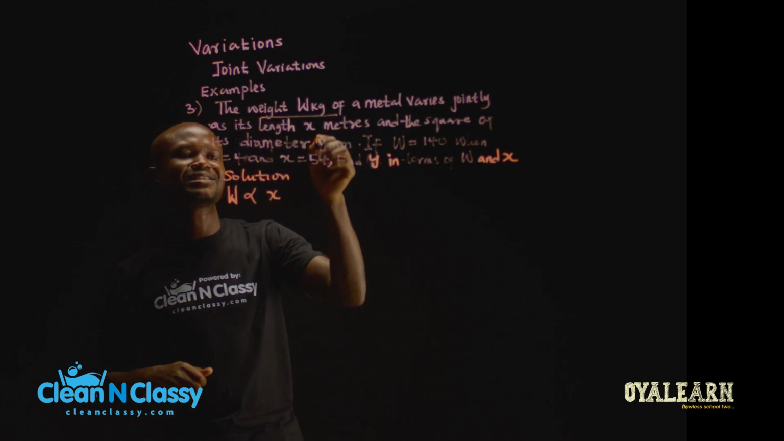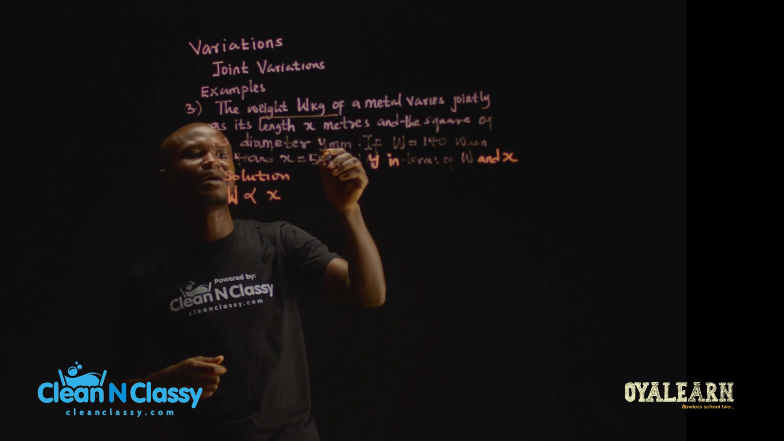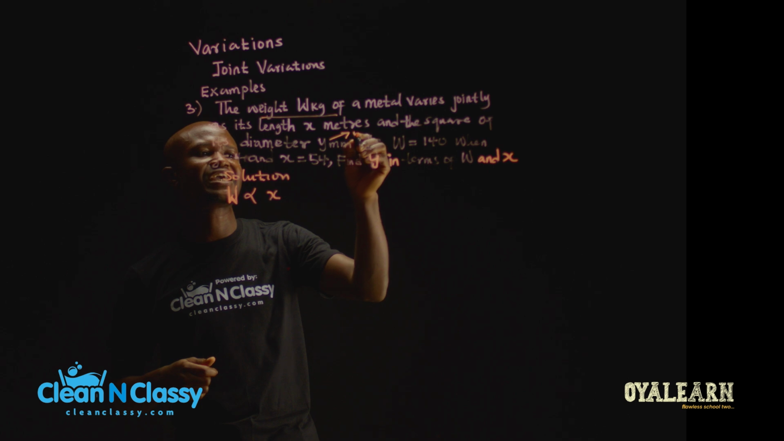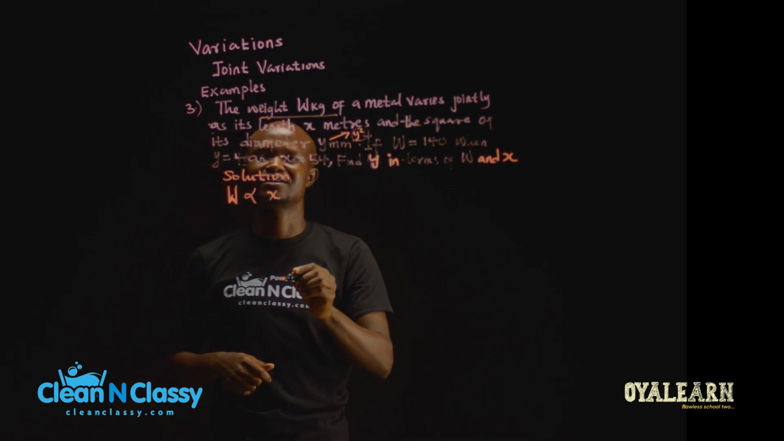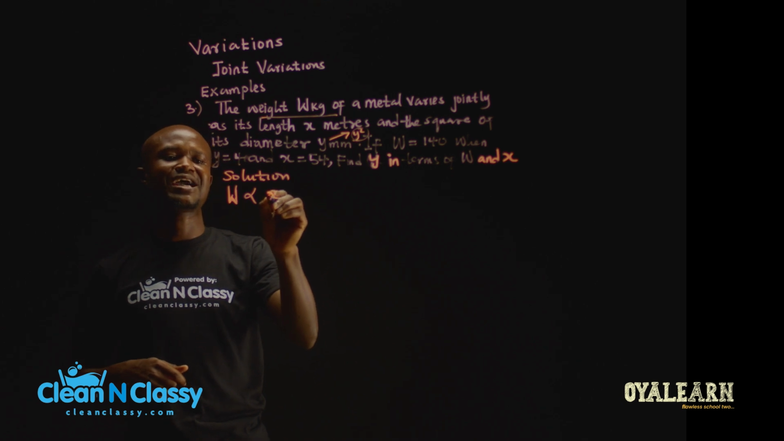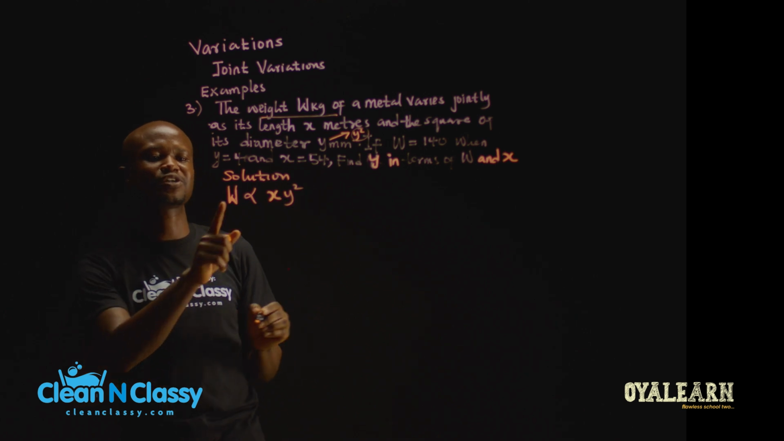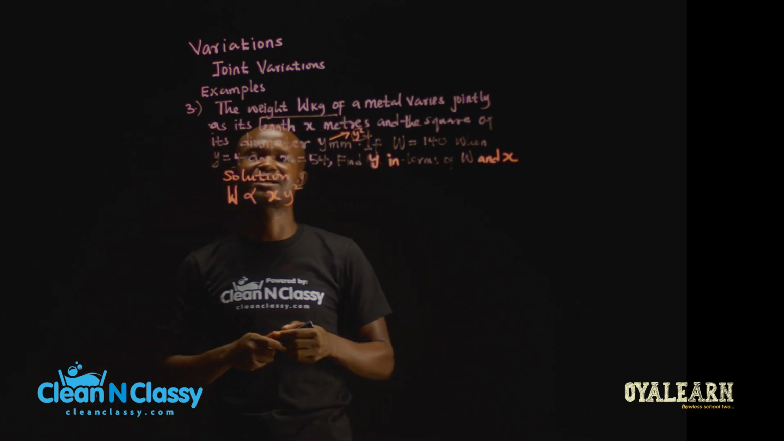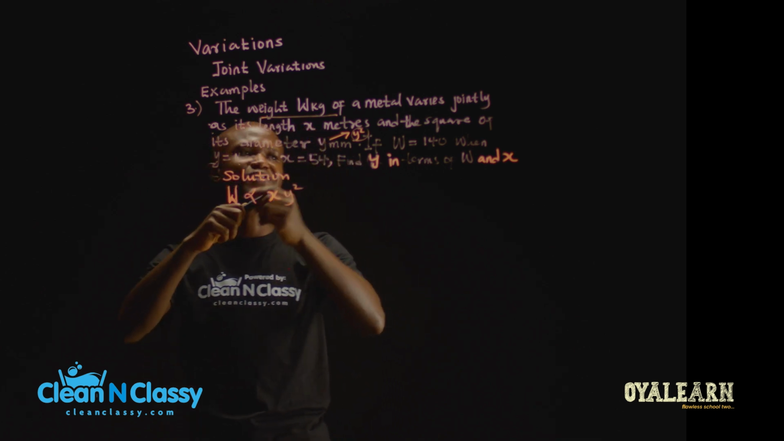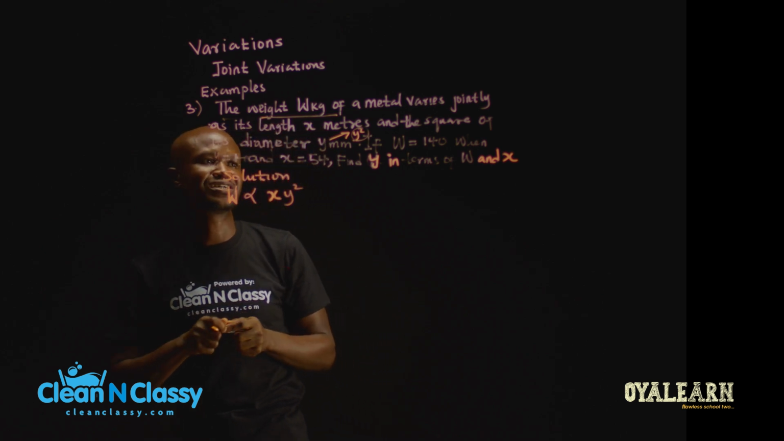And now, what is the diameter? It is y. And the square of the diameter is going to be y squared. That will be the square of the diameter. So it means that W varies as x y squared. That is the interpretation of the first part of this question, which is very important.